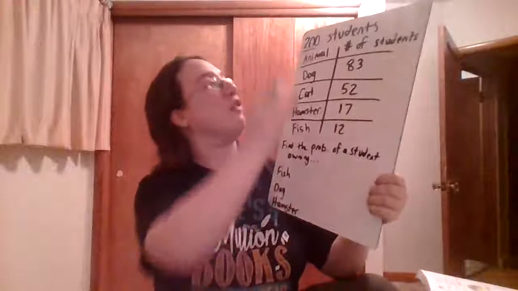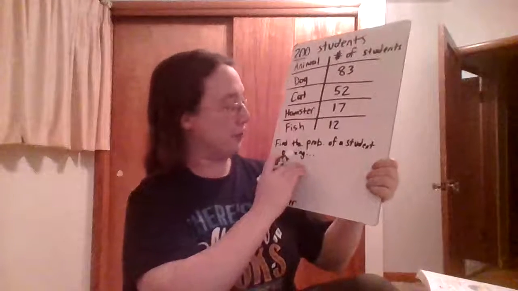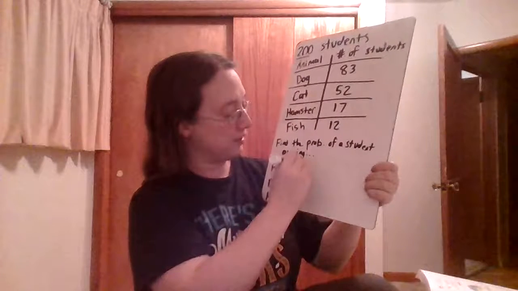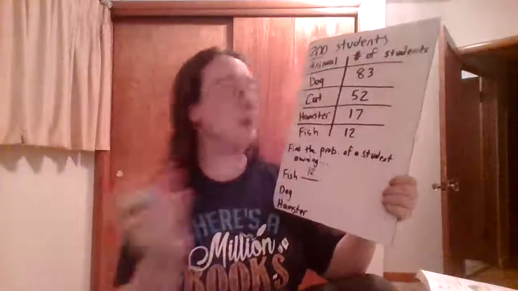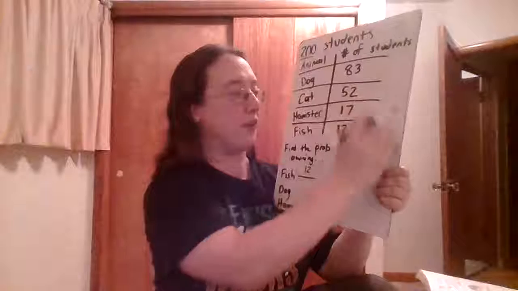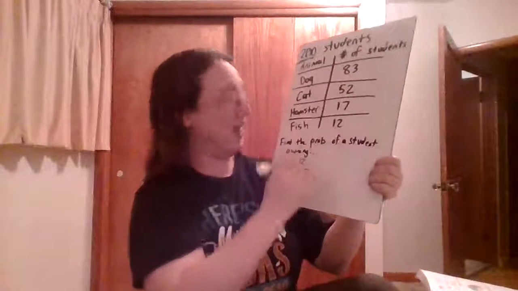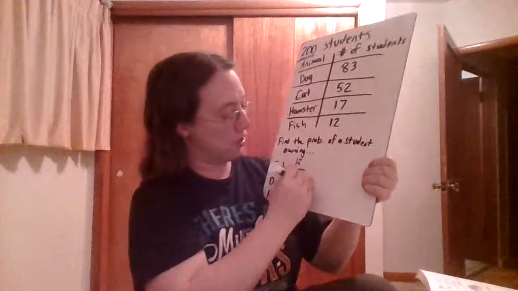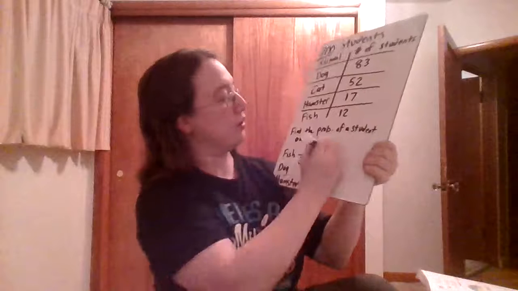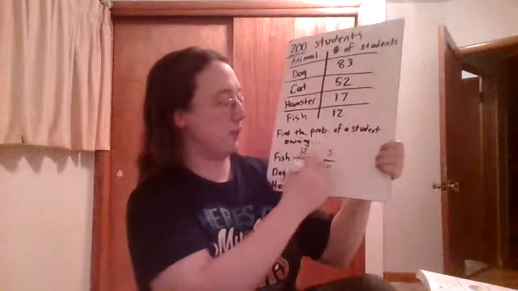Okay, so if we got 200 students and we want to find the probability of the student owning a fish, we've got 12 fish. And just keep an eye out for that's out of 200 rather than out of the 164 that this adds up to. So this is still your total even if these don't add up to that. So we got 12 out of 200. Or if you want to take that and reduce it, that reduces to 3 out of 50, if you divide those both by 4.